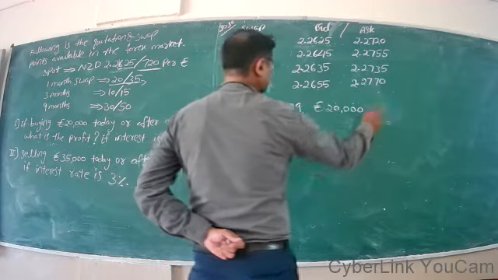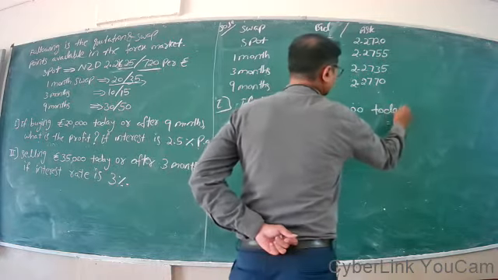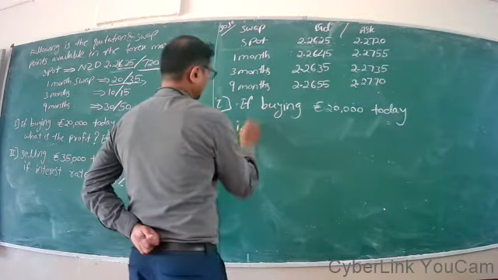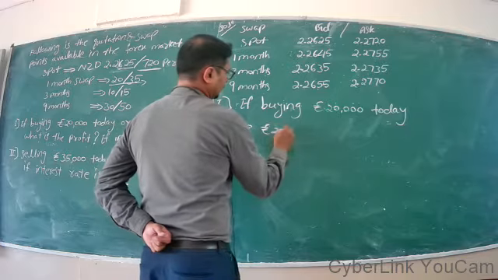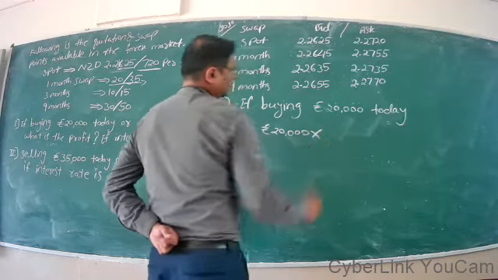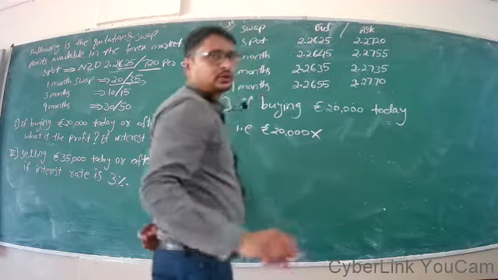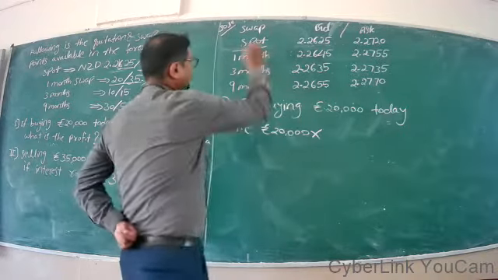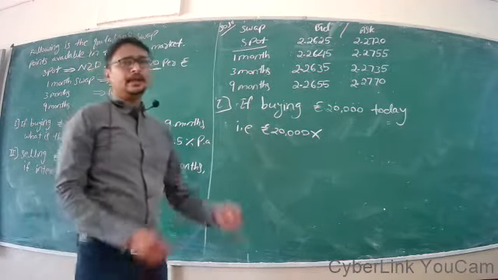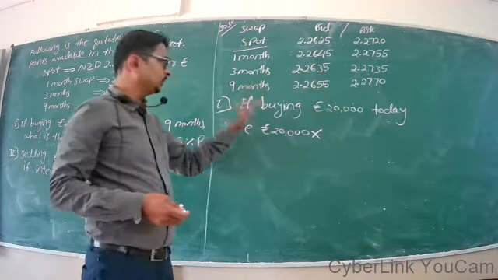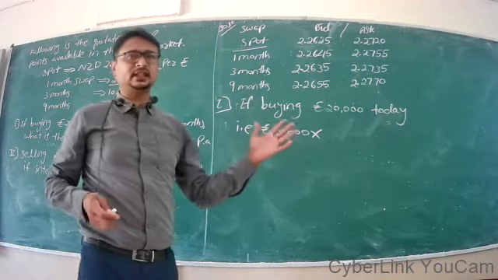So if buying 20,000 euros today, that is to buy 1 euro today. Today means the applicable rate is the spot rate, right? So at what price are you going to buy? See, you are the buyer and the market is the seller, right?